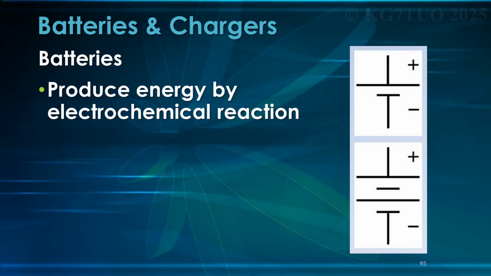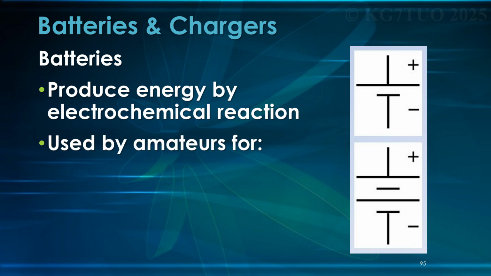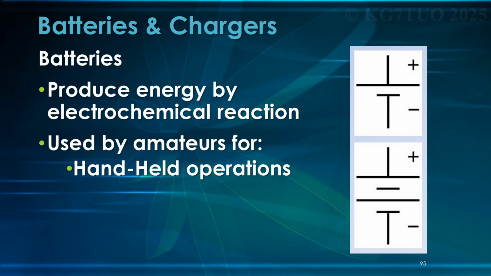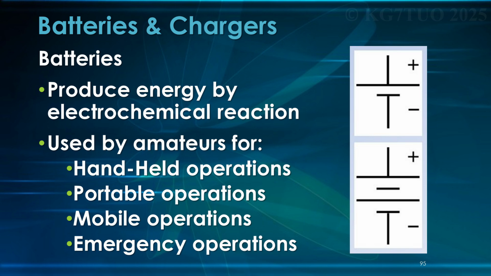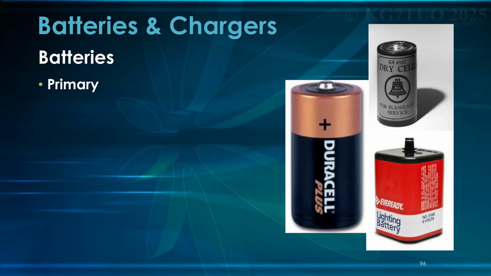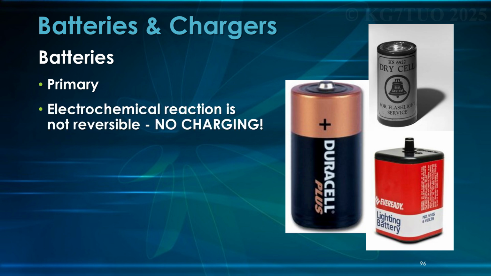Batteries produce energy by electrochemical reaction, used by amateurs for handheld operation, portable operation, mobile operation, and emergency operation. And batteries come in all shapes and sizes. And this is your primary battery, the non-rechargeable.